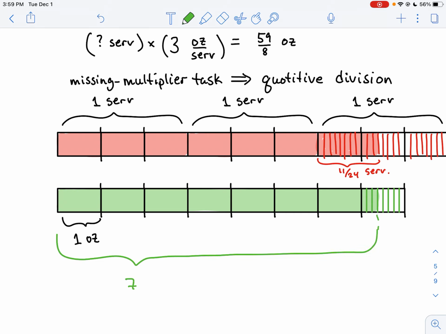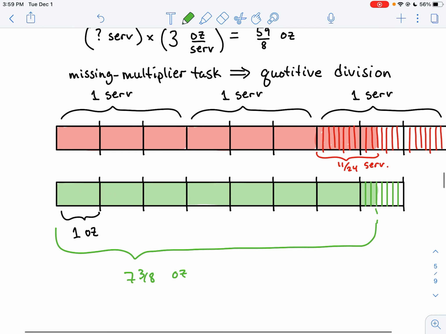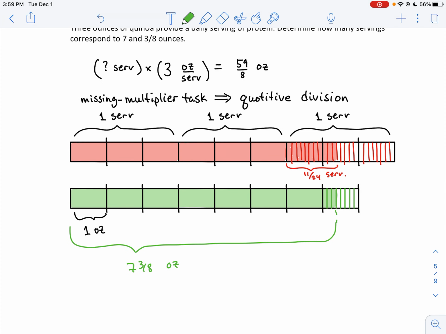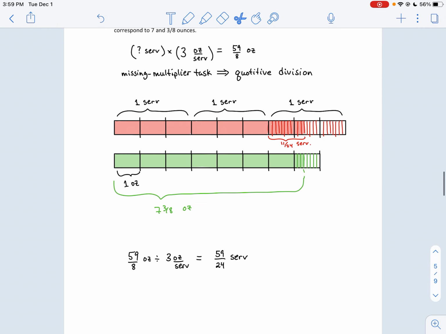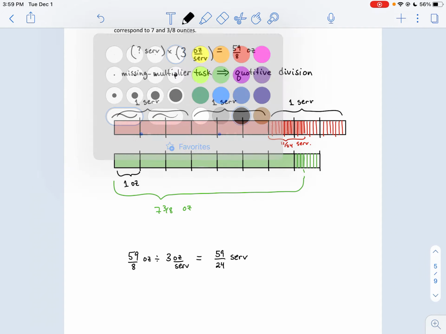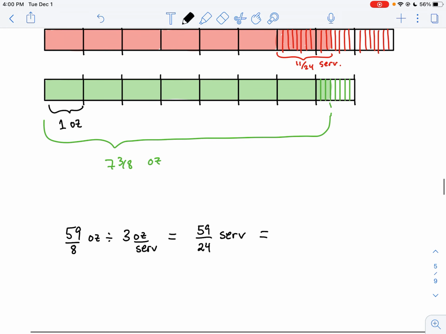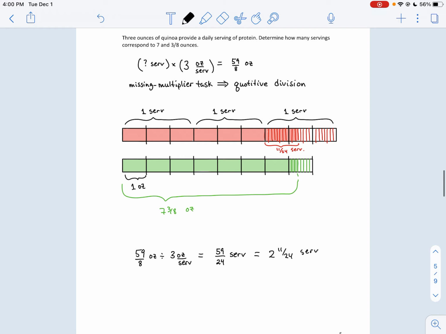All right, keep in mind that we started with 7 3/8 ounces. We're trying to figure out how many servings that makes. So it makes 2 full servings and then 11/24 of a final serving. And let me move this down just slightly. And our visual justifies an answer of 2 and 11/24. Or you can make that 24/24 plus 24/24 plus 11/24. That's going to be 59/24. The same answer we get by just using the algorithm with a quotative meaning for a division. This is 2 and 11/24 servings.